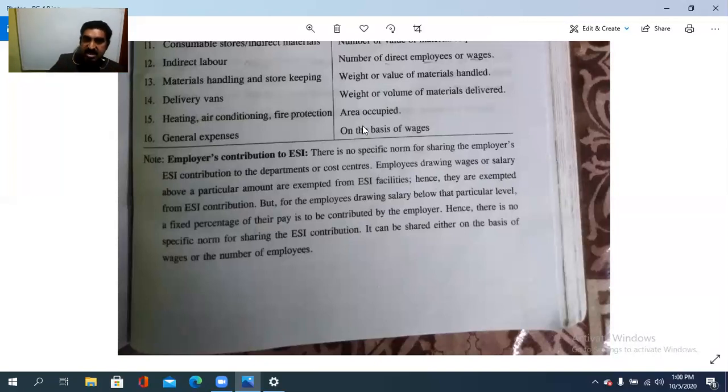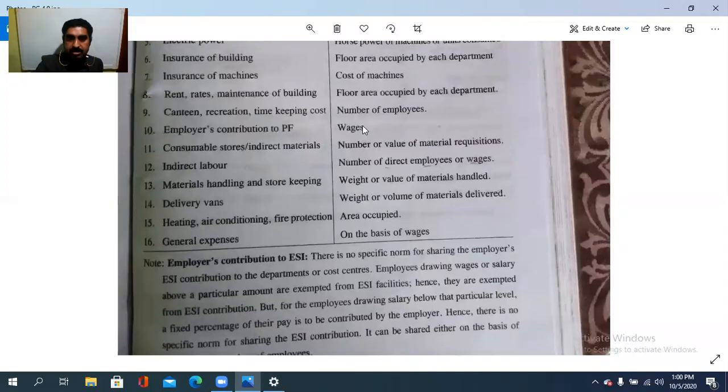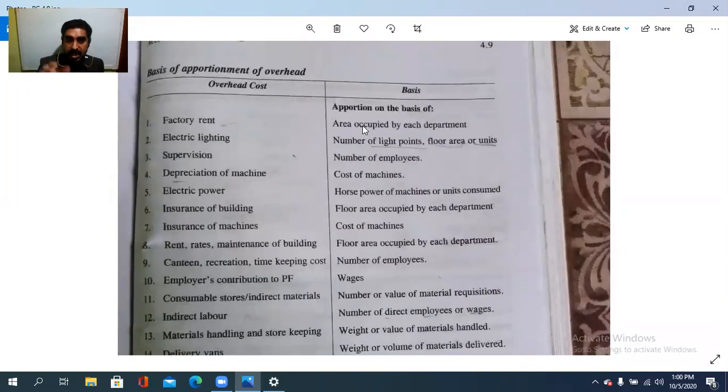Then the other expenses we are going to apportion on the basis of the area occupied in case of factory rent, the number of lighting points for the electric lighting, and the number of employees for supervision. Like that, we are going to apportion the overheads.